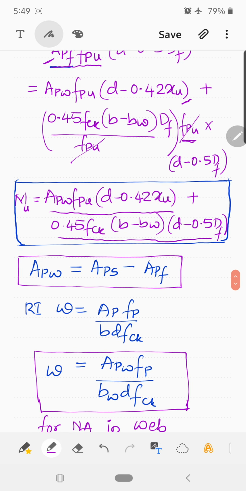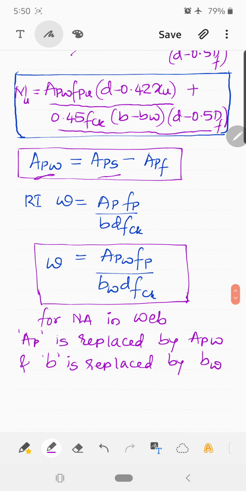Now after knowing the area of steel in the flange, you can determine the area of steel in the web. The area of steel in the web is the total area APS minus APF. So APW is equal to APS minus APF.